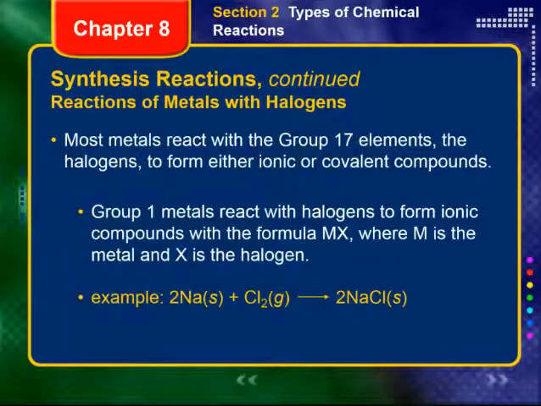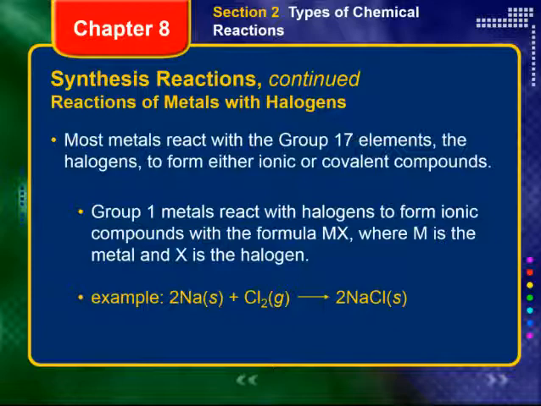Specifically, within those nonmetals, we have halogens reacting with metals. Okay, so we've had metals reacting with oxygen and sulfur. We've had nonmetals reacting with oxygen, and now we're going to have halogens reacting with metals as one of our synthesis reactions. Most metals react with the group 17 elements, the halogens, to form either ionic or covalent compounds.